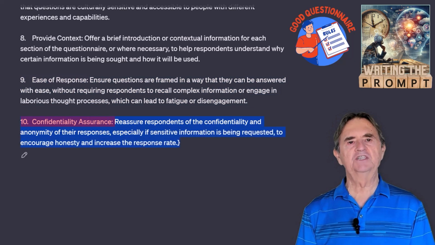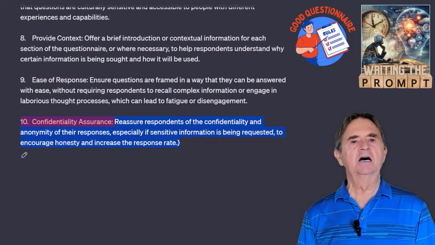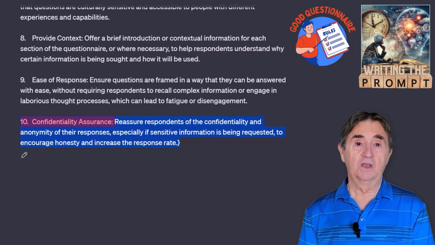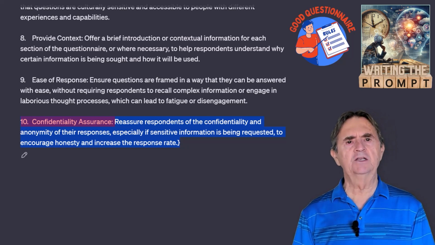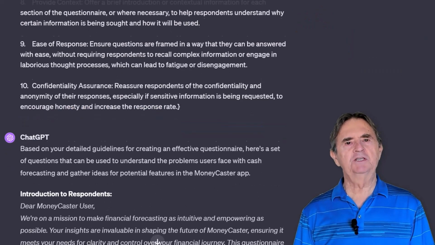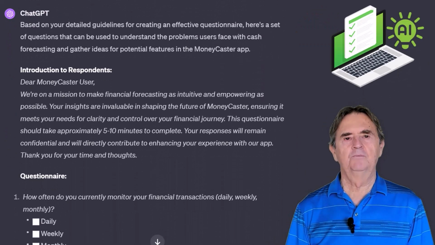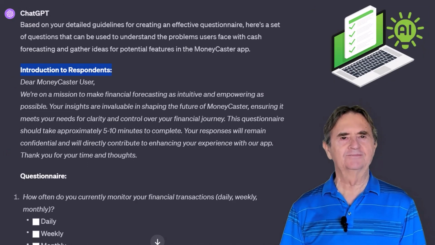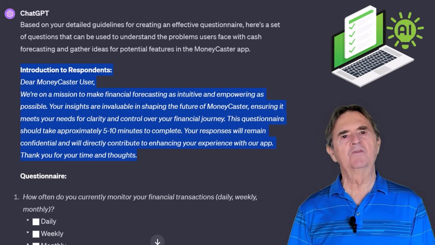Emphasize the confidentiality and anonymity of all information they provide, especially if it might be considered sensitive. That encourages honesty and increases the response rate. Those are my rules. Now, ChatGPT rises up to the challenge. For starters, it skillfully crafts a welcoming introduction to the questionnaire. I think this invitation will motivate more people to respond.